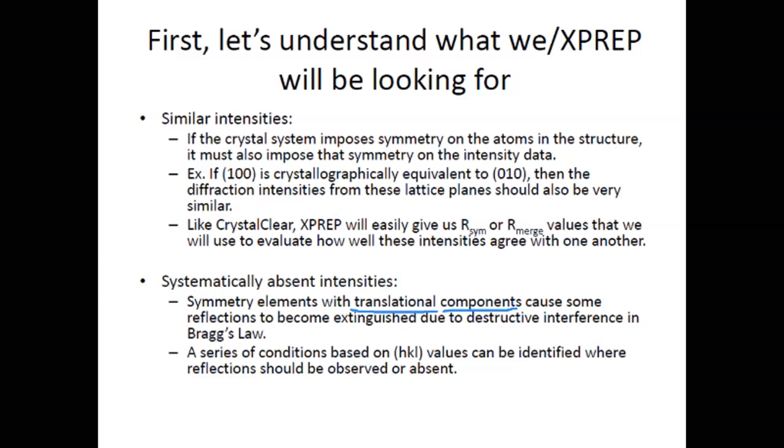And then from that, we can determine a series of conditions based on the HKL values that can be identified where a reflection should be observed or absent. So if we know the space group, let's say we have space group P21, we know which ones are going to be absent because it has a 2/1 screw axis. With a 2/1 screw axis, there are certain reflections that become extinguished due to destructive interference. So if our reflection data shows that this particular set of reflections are absent, this tells us that we have the symmetry of a screw axis in the crystal. If it's monoclinic, it could be P21.